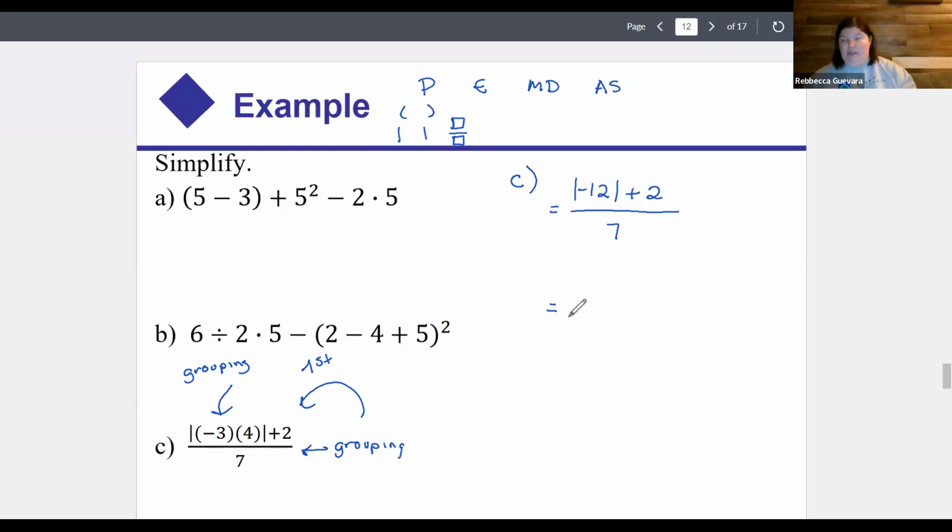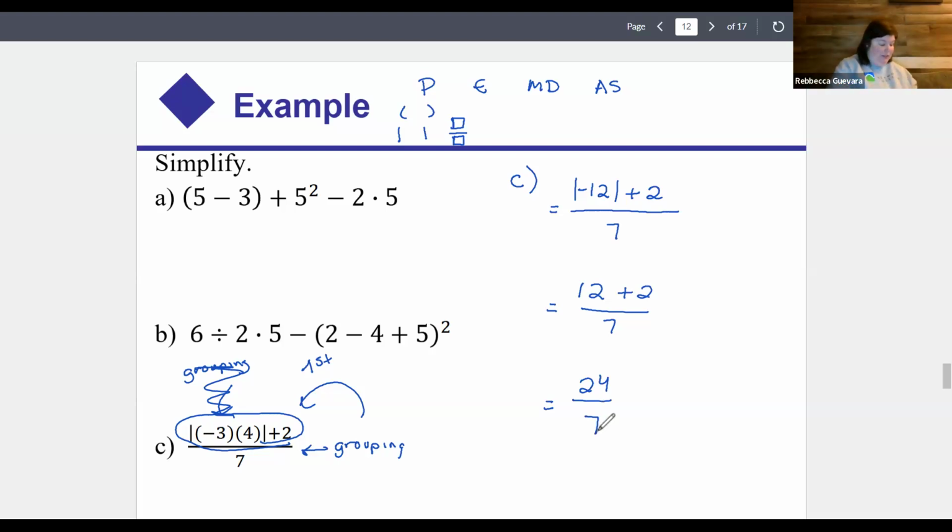By absolute values, we know that this is just telling me my distance from 0. So it's just going to be +12. Now, we got rid of that grouping. Now it's this grouping up here on the top we have to deal with. So if you deal with the top, we got 12 plus 2. That's 24. And then we're dividing by 7.